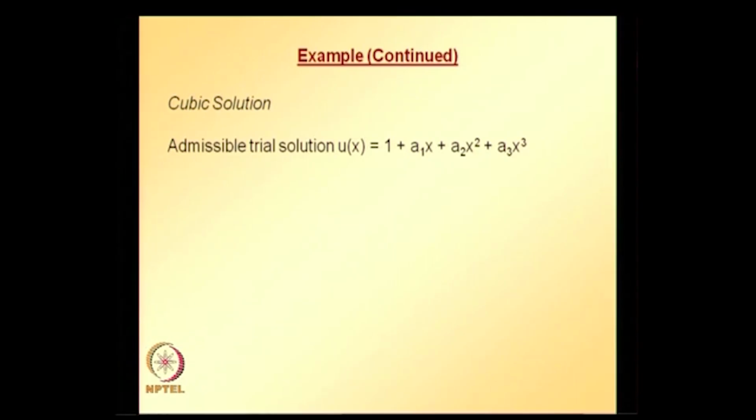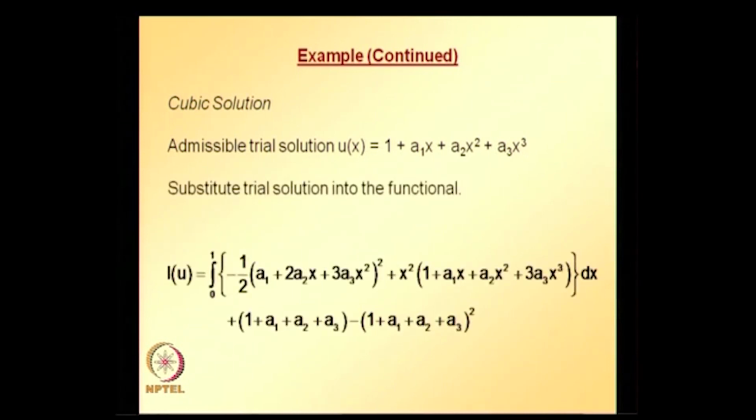The cubic trial solution is a0 plus a1x plus a2x square plus a3x cube, and when you substitute the essential boundary condition into it, you get the admissible trial solution, which is 1 plus a1x plus a2x square plus a3x cube. Okay. Now you substitute this admissible trial solution into the equivalent functional. The equivalent functional remains the same, whatever you already have. You do not need to repeat it again.